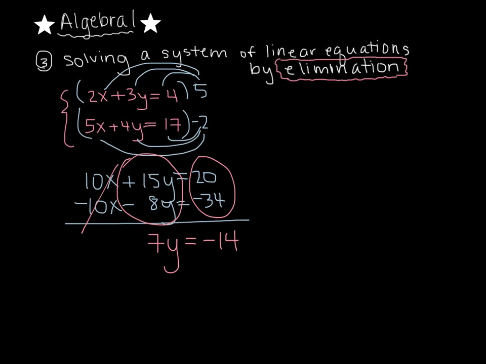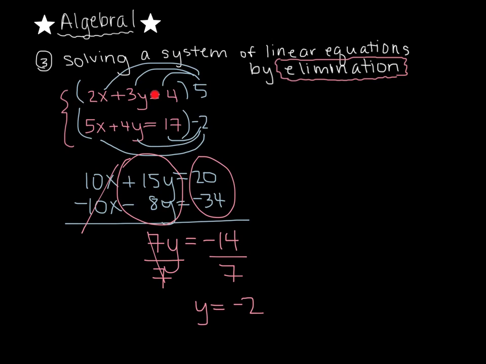So now I've eliminated x, and you can see I've got something very easy to solve. Divide both sides by 7, and I've got an answer of y equals negative 2. I still have to go back and solve for x. Now, my personal preference is to go back to one of my original equations. I could go back into one of my multiplied equations, but those numbers are bigger, so there's not a good point in that.